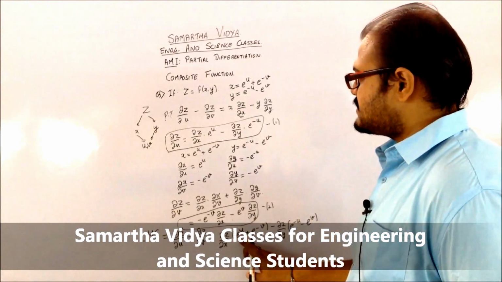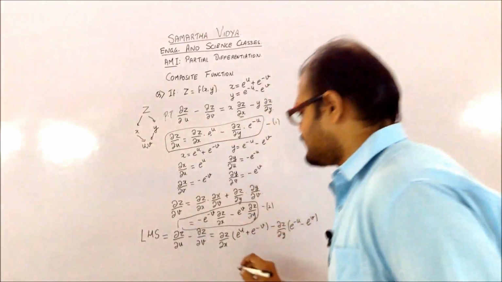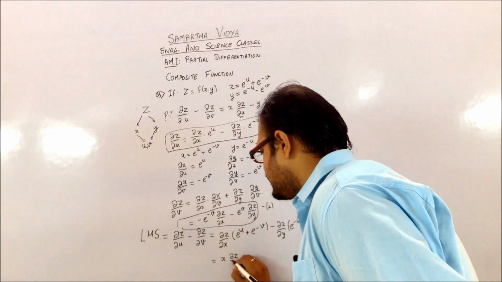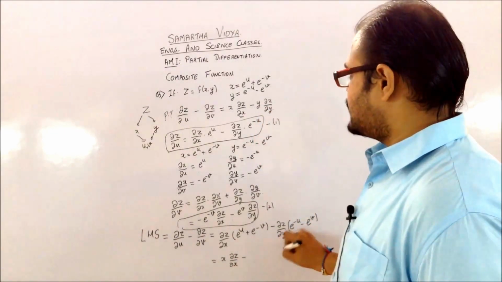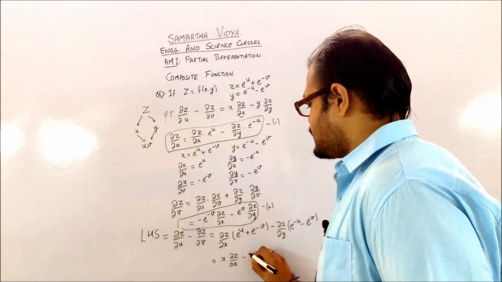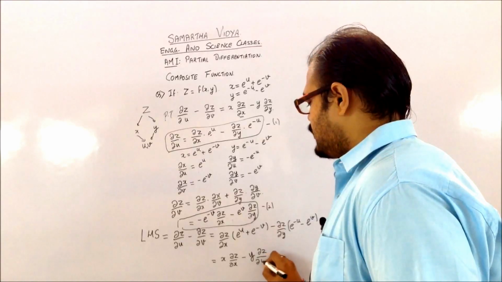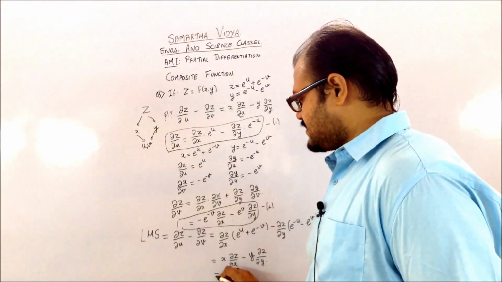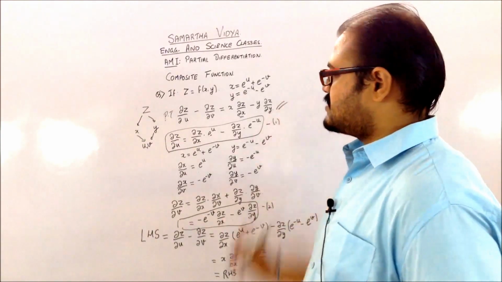From this you can see that your e raised to u plus e raised to minus v is x. So that is equal to x del z by del x minus this part, which is nothing but your y. So that is y into del z by del y. You can see that this particular thing is nothing but your RHS part. So hence proved.